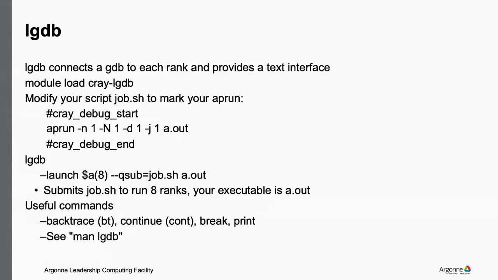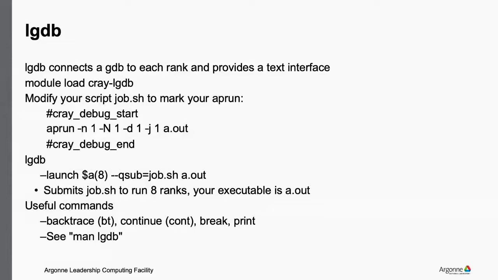So now we'll talk a little bit about lgdb. You probably used GDB, regular GDB on Unix systems, and so I'm not going to cover how GDB works, but essentially you run your executable under GDB, right? You can interrupt it and query variables and stuff like that. lgdb is the same thing, but it's talking to all of the ranks in your job simultaneously.